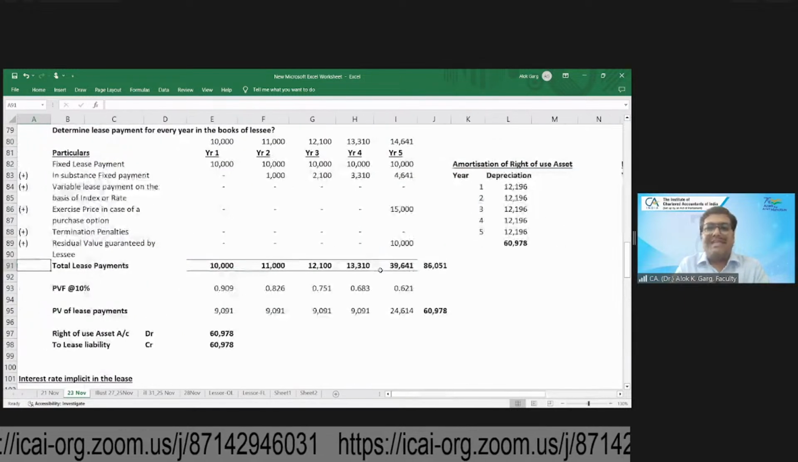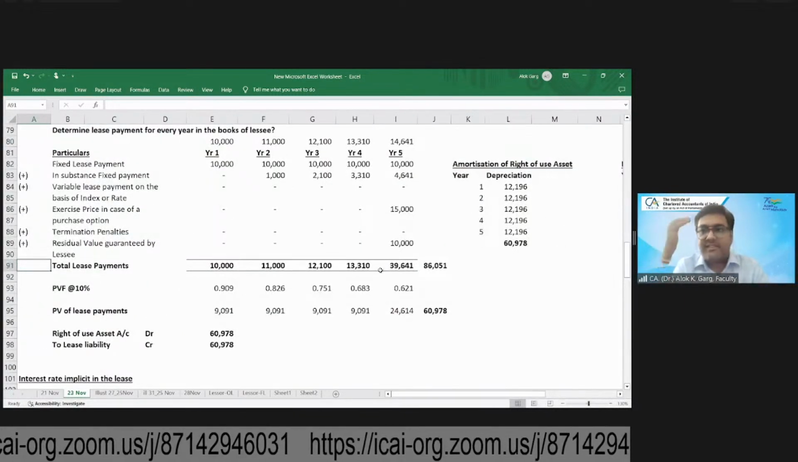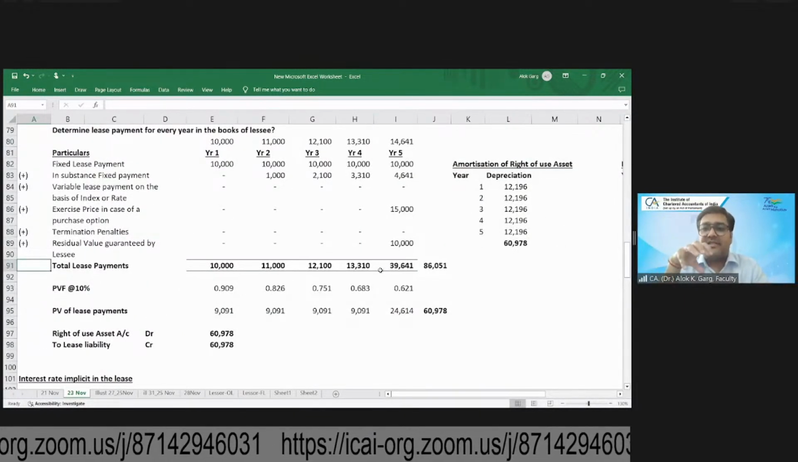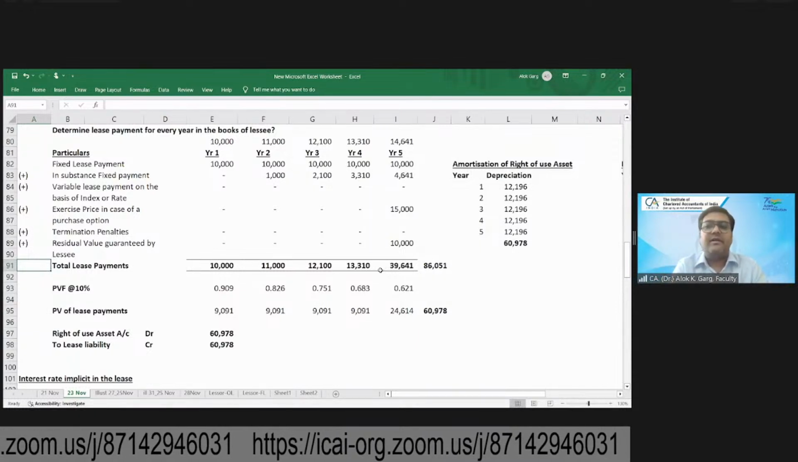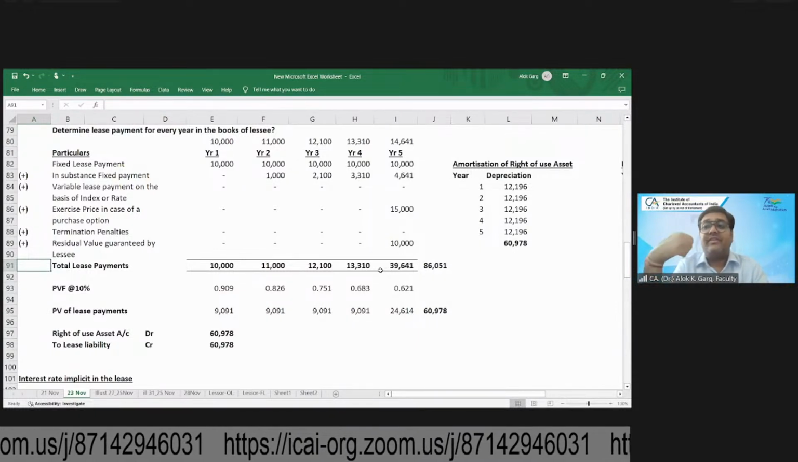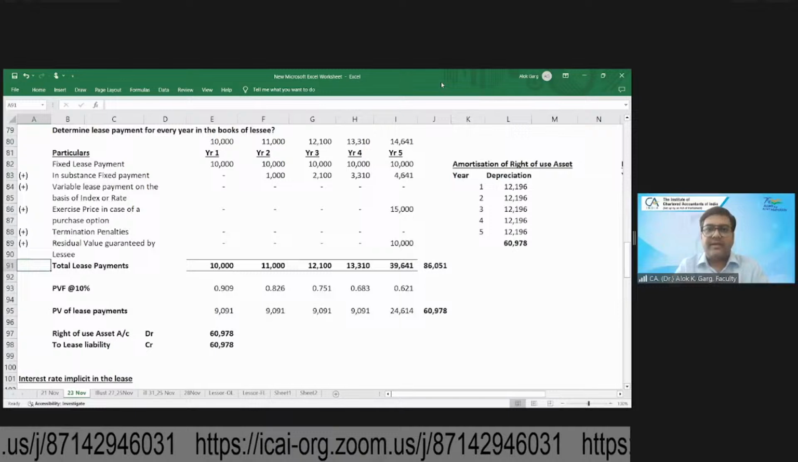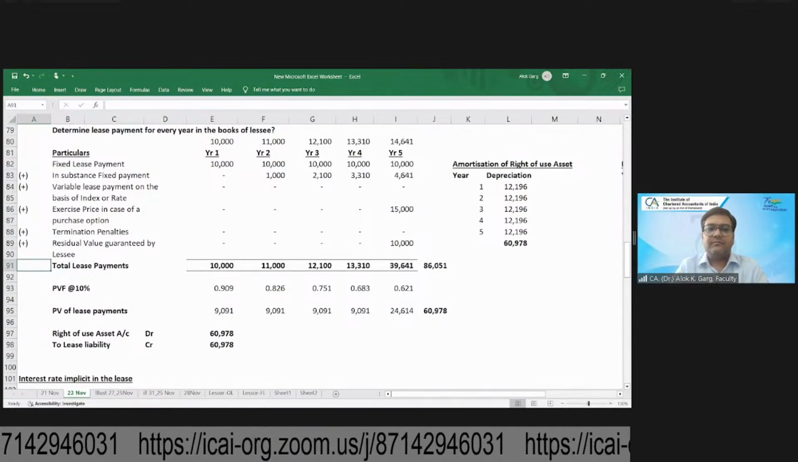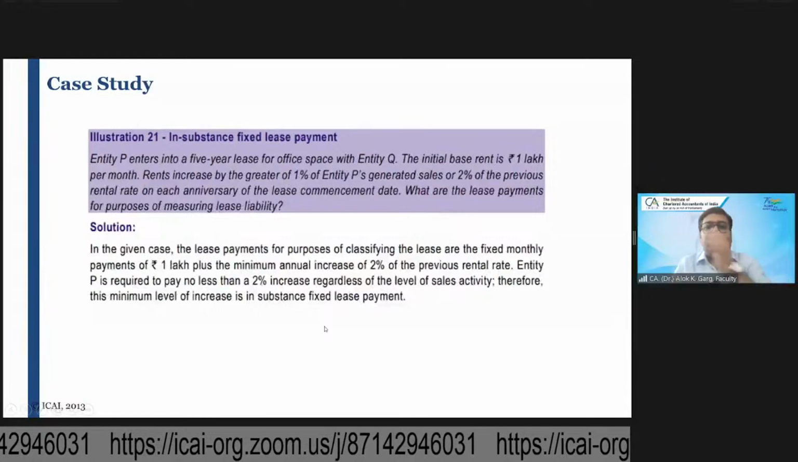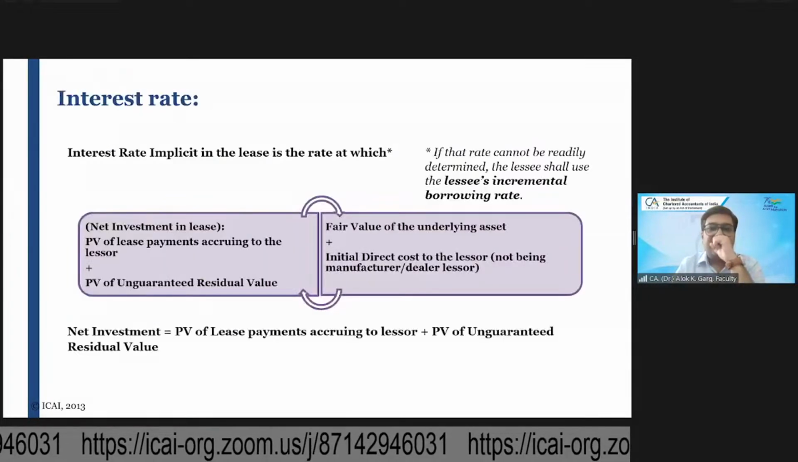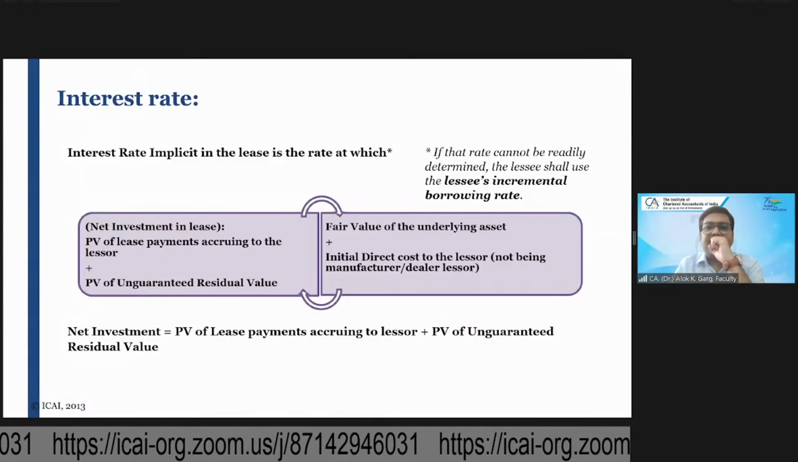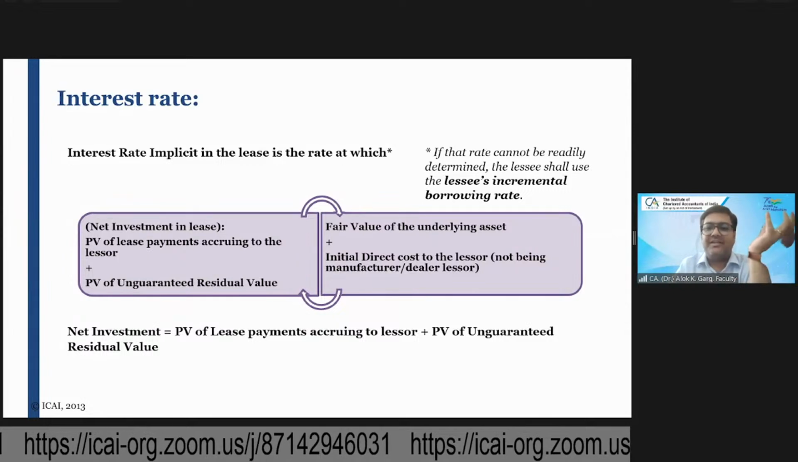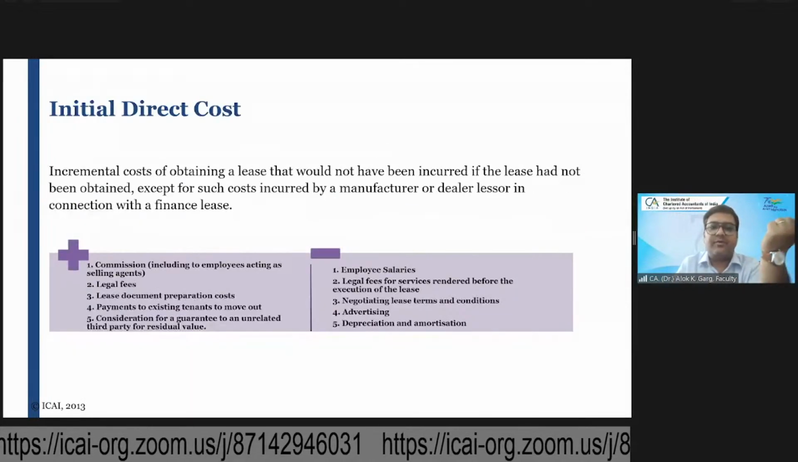We have discussed how this lease payment is impacting my right of use asset and lease liability, and how I am depreciating, how I am charging interest cost and then paying my lease liability. Correct? These questions I have already discussed. Interest rate is generally given in the question. It is a discount rate.